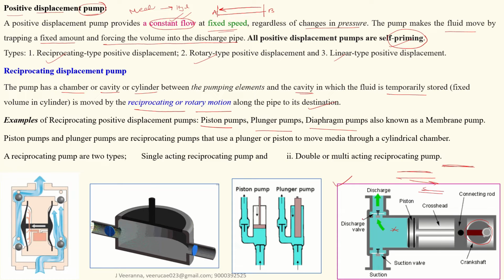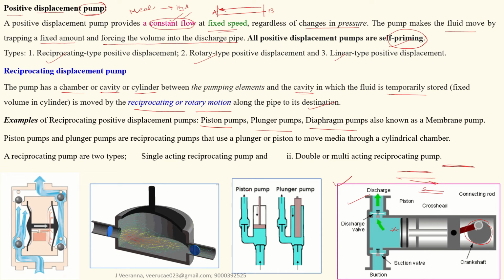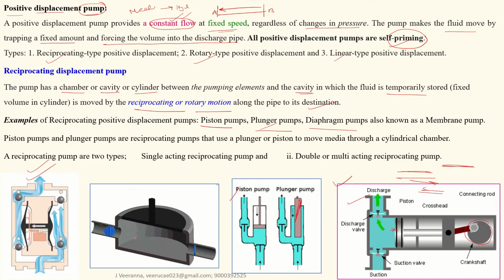The types of reciprocating pumps are the piston pump, plunger pump, and diaphragm pump. This is an example of the piston pump. Here there is a plunger with a long shaft, and this shaft will move up and down. This is called the plunger. And this is the diaphragm type pump. Here in section 1, water is coming and moving upward. We are not going deeper. These both are diaphragm pumps.